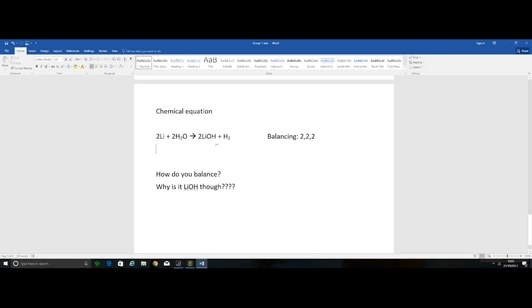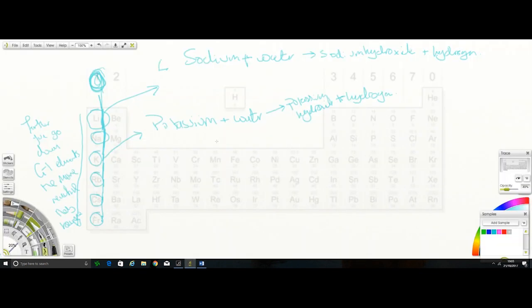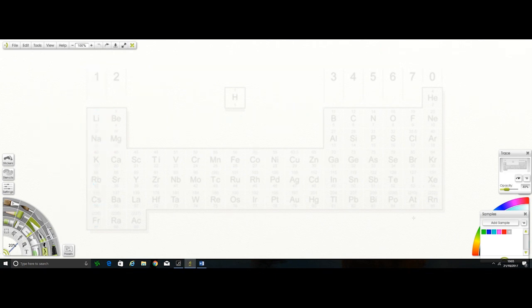But here's the question that I want to answer first: why is this LiOH? Why is it not, for example, Li small 2H? Why is it not Li small 2H or Li O little 2H, etc.? So let's cover that. This has to do with the ionic bonding bit that we covered previously.